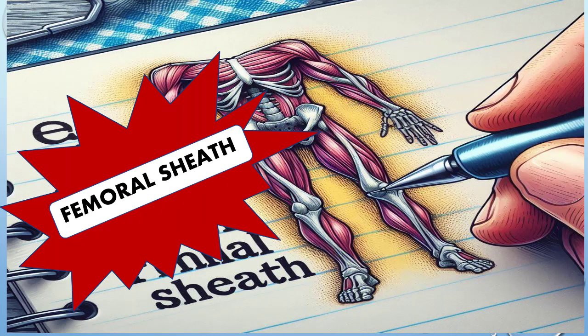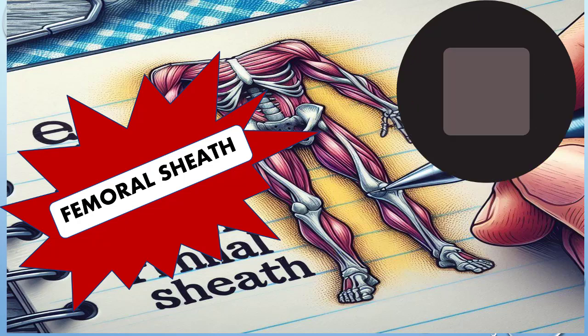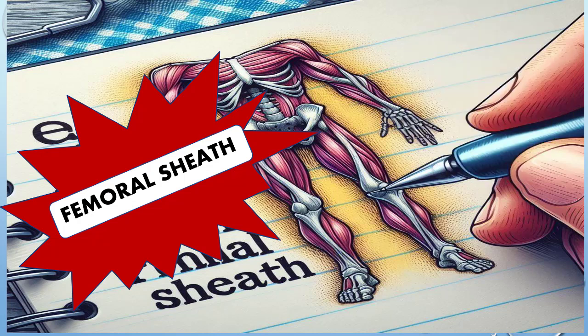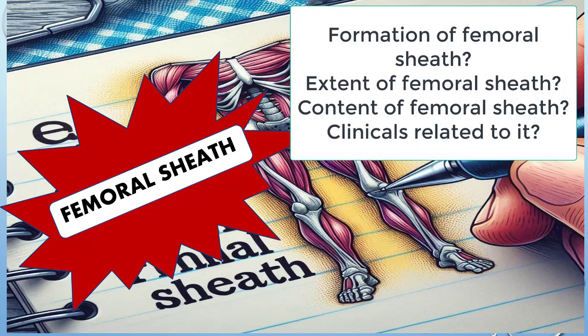So let's start with the femoral sheath first. I will tell you how this sheath is formed, what its superior extent is, what the inferior extent of this sheath is, meaning where it starts and where it ends. I will also explain its contents, its compartments and the clinical points related to this. So here I am going to answer all the questions that I have told you right now.